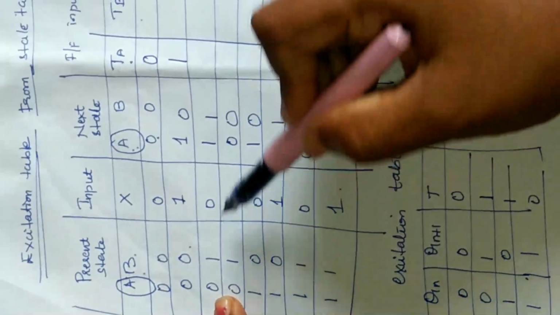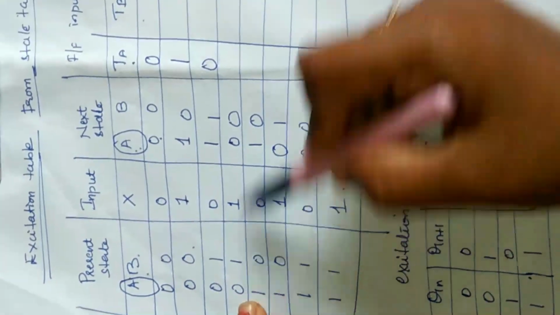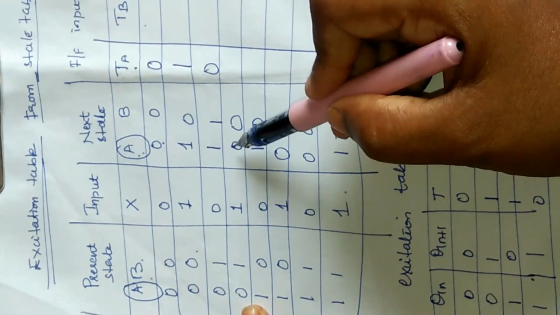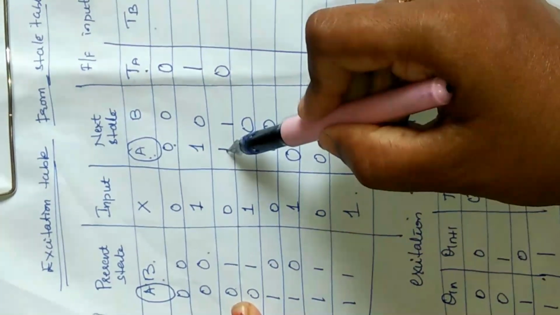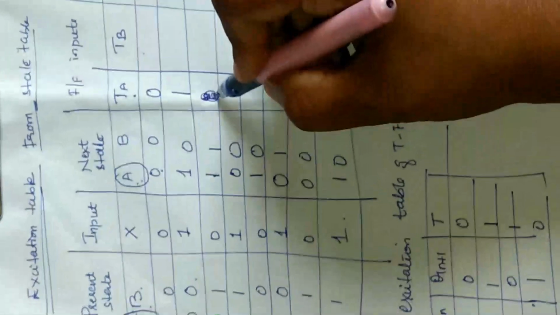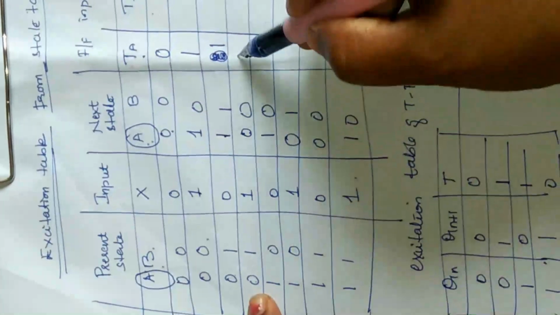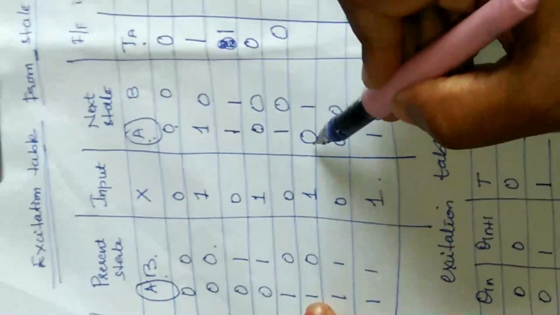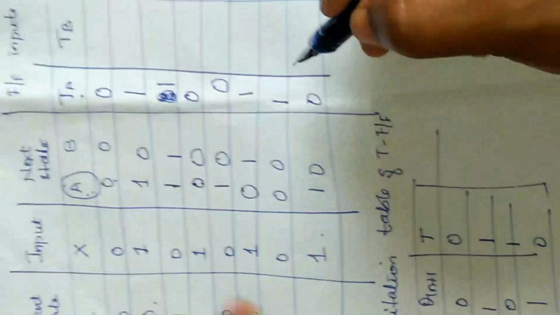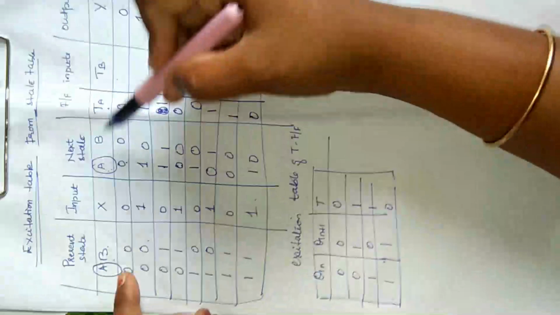For 0 0 it is 0. Sorry, let me check it once again. 0 1 it is 1 here. For 0 0 it is 0. For 1 1 it is 0. For 1 0 it is 1. For 1 0 it is 1 and for 1 1 it is 0. So using the present and the next state inputs, I am filling up the TA flip-flop inputs using the excitation table.